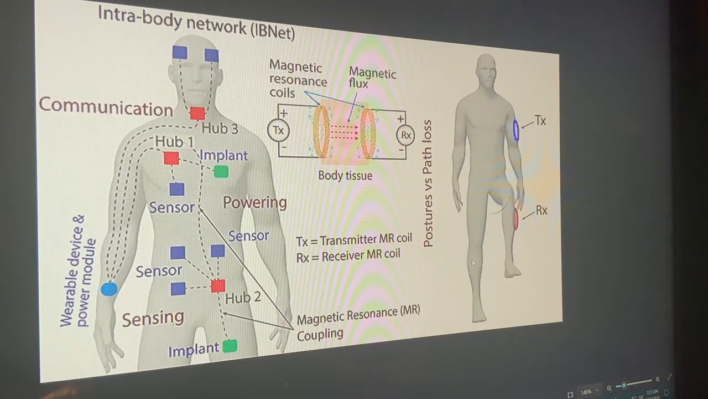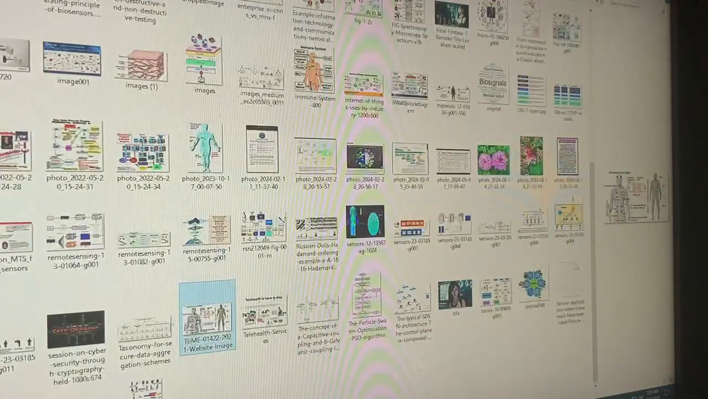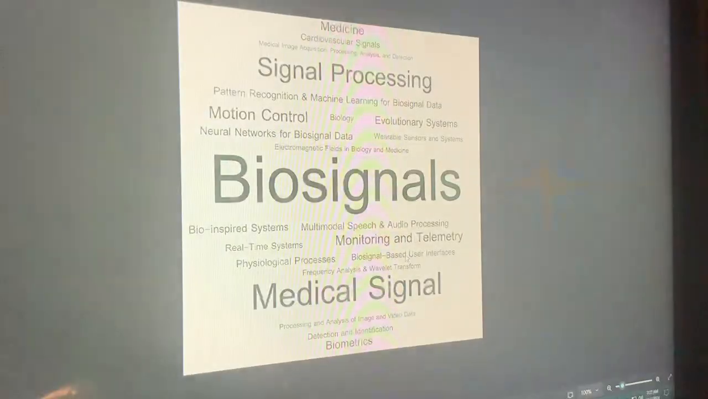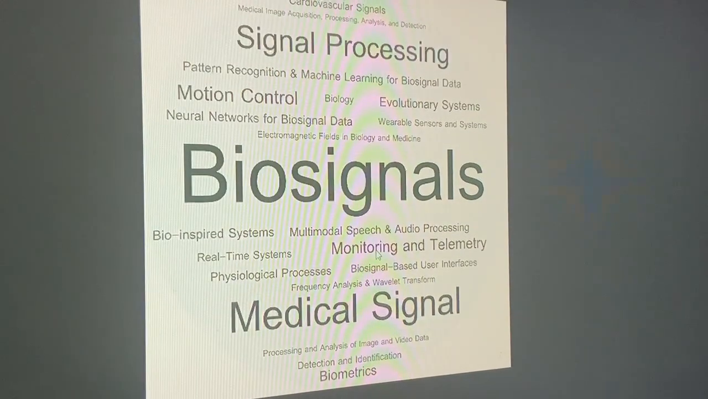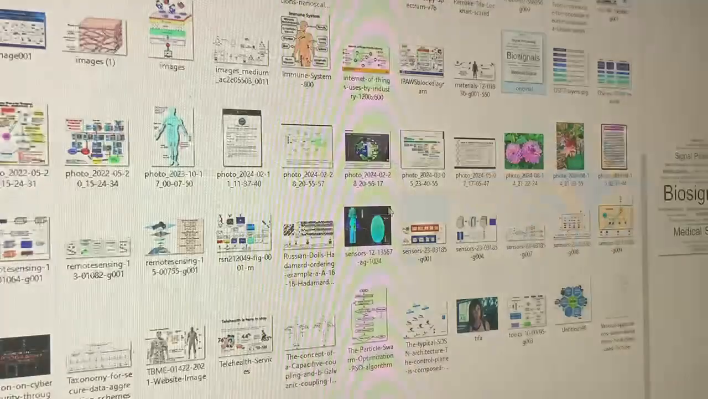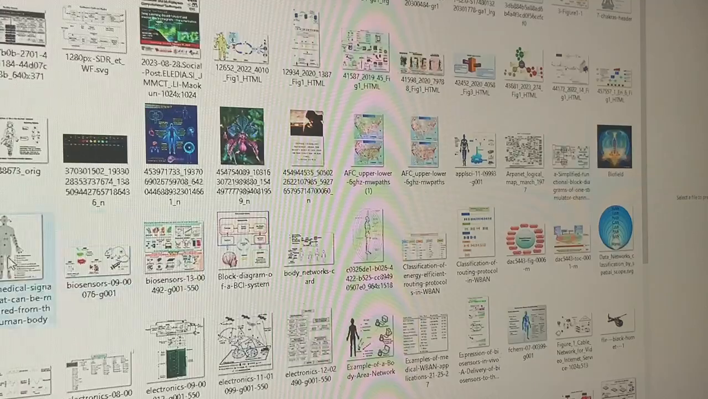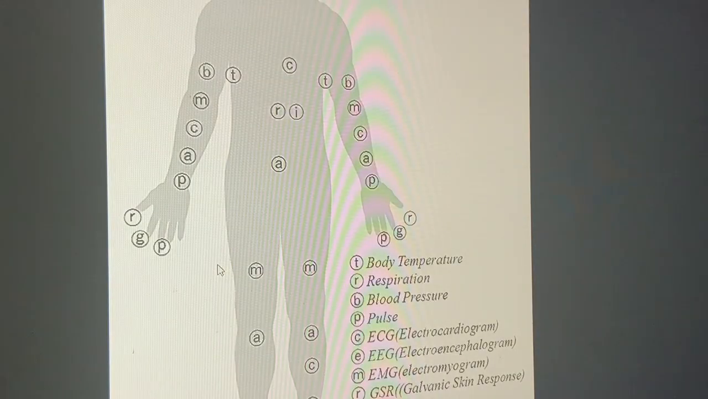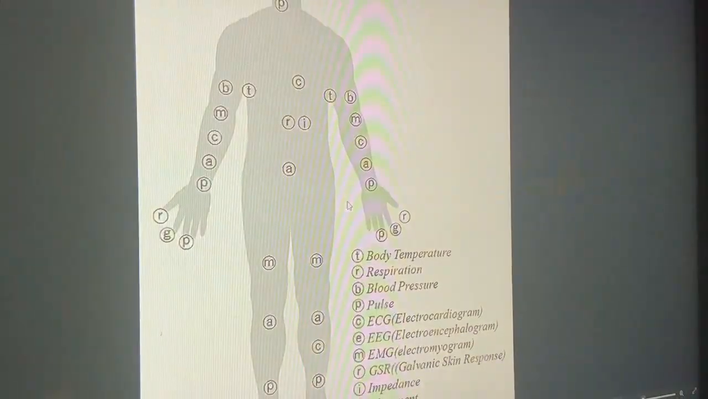When you accessorize for your day, are you imagining yourself wearing your air molecules as you walk through them? No, but they are. See, that's kind of the problem here with biomedical engineering. We're using advanced signals processing to measure biosignals. Yeah, it says pattern recognition and machine learning for biosignal data, neural networks, multimodal speech and audio, monitoring and telemetry, frequency analysis and wavelet transform. Yeah. So you got to wonder, these are jobs. These are people going to work. These are people who are biomedical engineers, and they're using biomedical signals, okay, that they can log into in the body with these sensor systems.